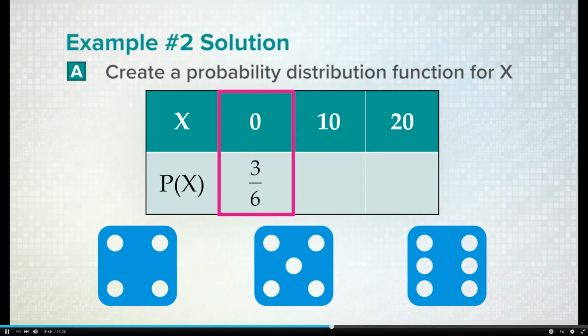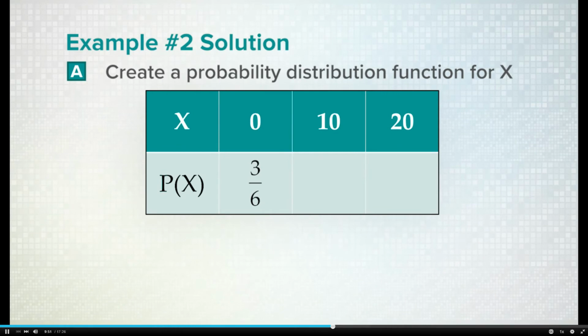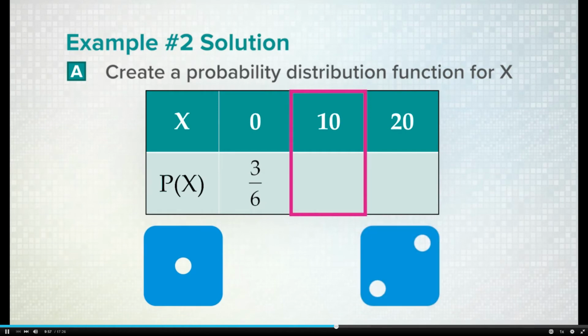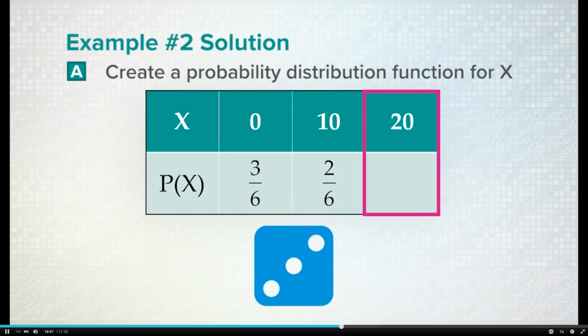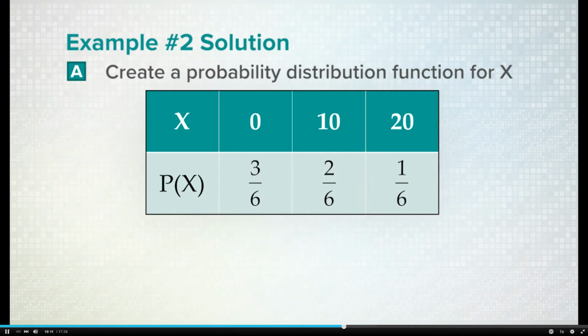That's 3/6. What's the probability that you win $10? Well, you win $10 if a 1 or a 2 shows up. There's only 2 out of 6 ways for that to happen. And you win the big bucks, $20, if a 3 comes up. There's only 1 out of 6 ways for a 3 to come up. So this is your probability distribution for our random variable x.